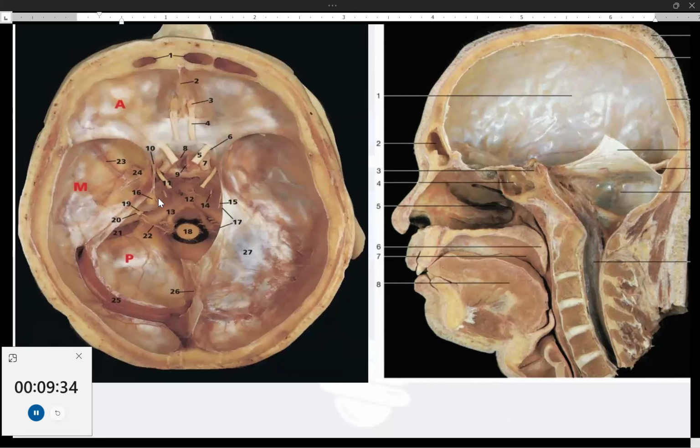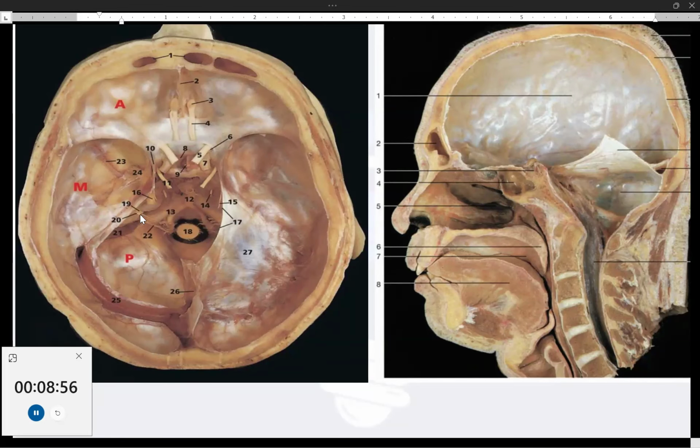Okay, so now tell me what is number 16? This is the trigeminal nerve, ma'am. Yes, excellent. Do you remember in the last image we can see here the trigeminal impression? Yes. So this is the trigeminal nerve. Okay, so what is number 19? Number 19. This one. Okay, it may be a facial nerve.